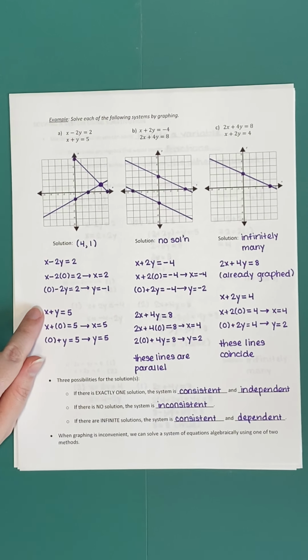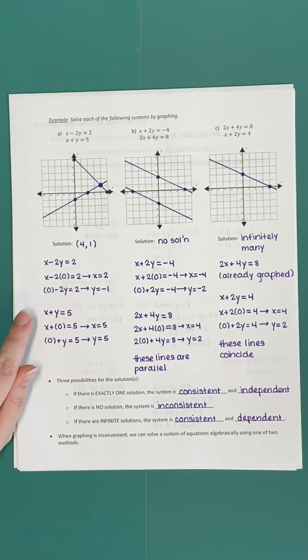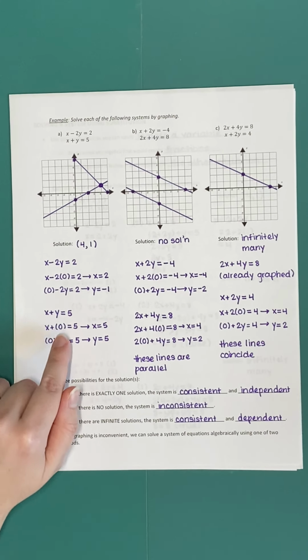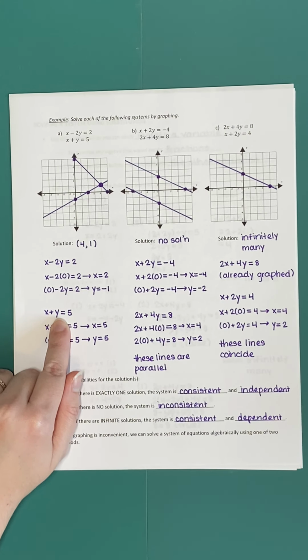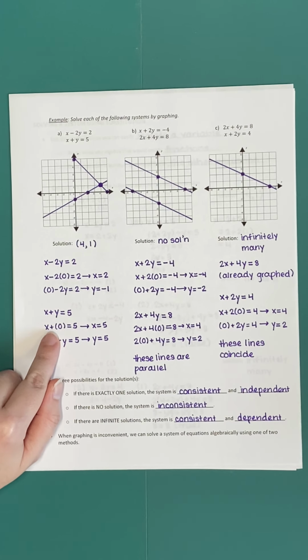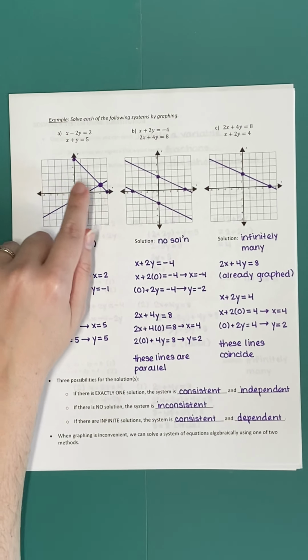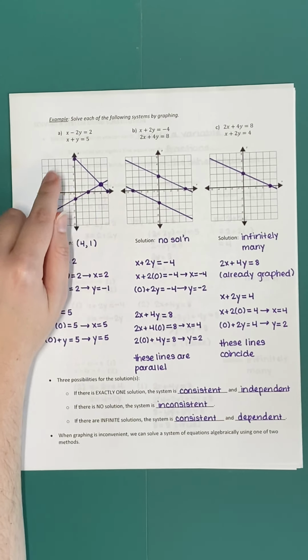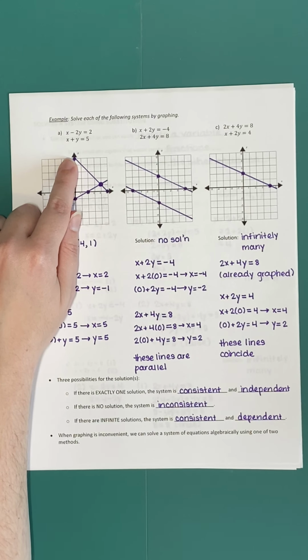Okay, now x plus y is equal to 5. Again, substitute a 0 for y, which gives us x is equal to 5. That's going to be our x-intercept. And then substitute a 0 for x, which gives us y is equal to 5 as our y-intercept. So an x-intercept at 5, and then a y-intercept at 5 as well.